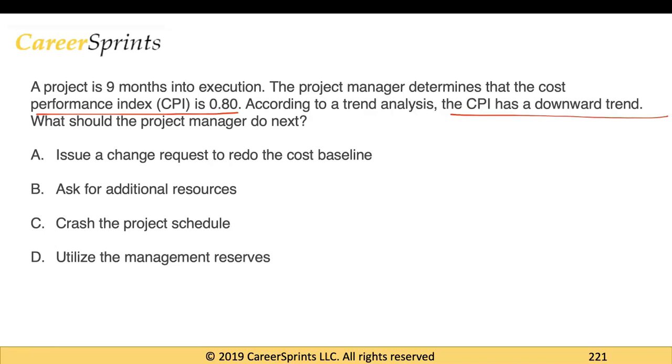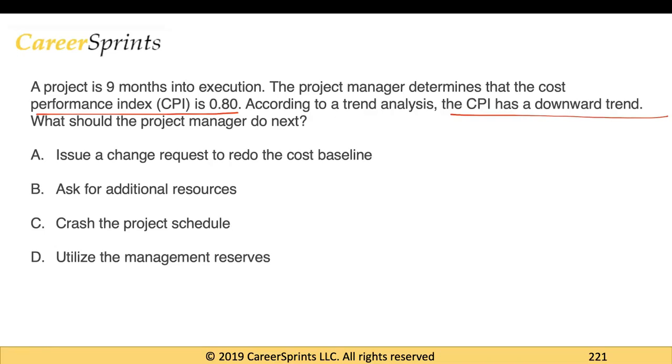So it says a project is 9 months into execution and the project manager determines that the CPI index is 0.8. So basically what it is showing here is that whenever you see a CPI of below 1, this means that for every dollar that we are spending, we are earning only 0.8 or 80 cents. So this means that we are not doing as well as expected. Ideally if a project is going well, then the CPI should be equal to 1 or it should be greater than 1. So let's read the next part of the question. So it says, according to a trend analysis, the CPI has a downward trend.